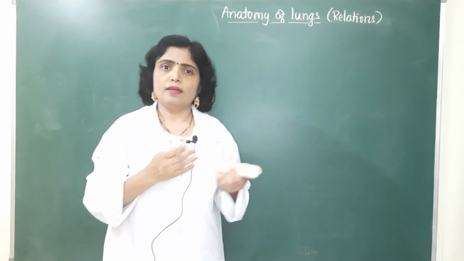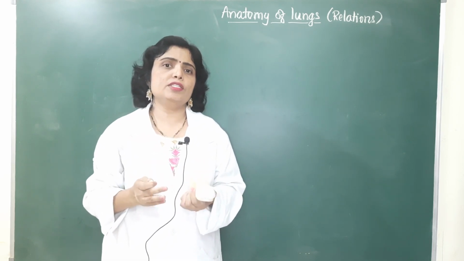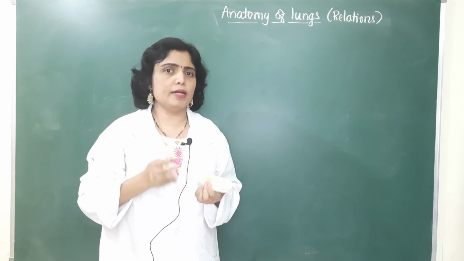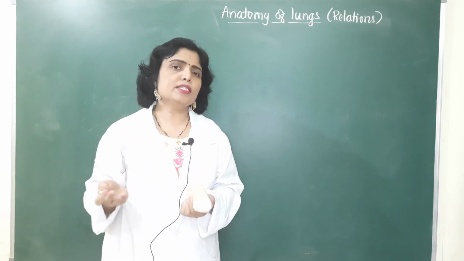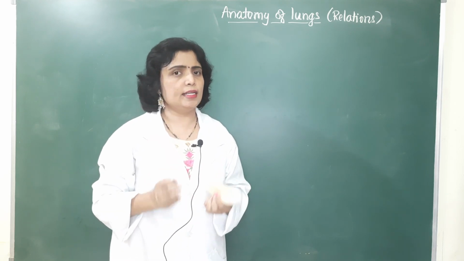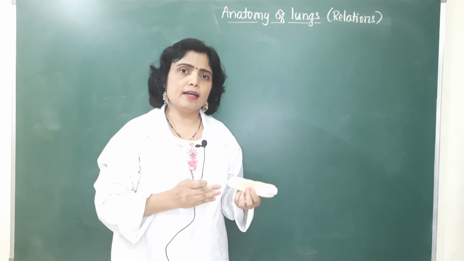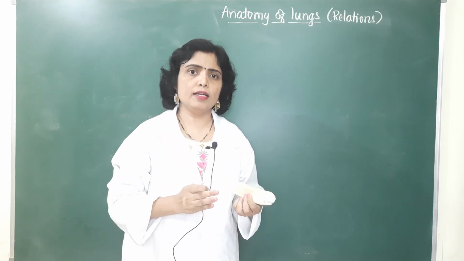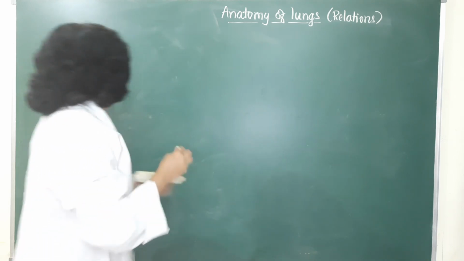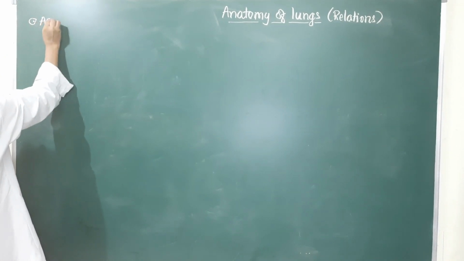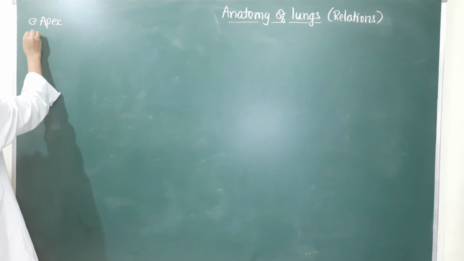We know the lungs are a pair of essential organs of respiration situated in the thoracic cavity, separated by the mediastinum. In the previous video we have already seen the external features of the lung and the side determination of the lung. Each lung is pyramidal in shape, and what are the presenting parts of the lung? Each lung has an apex, base.